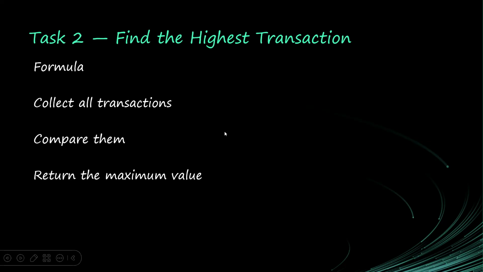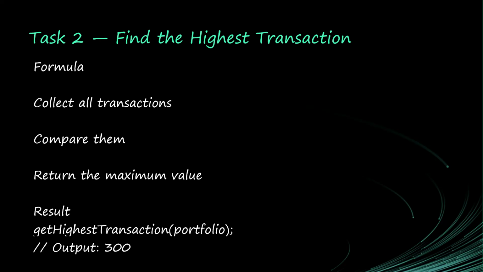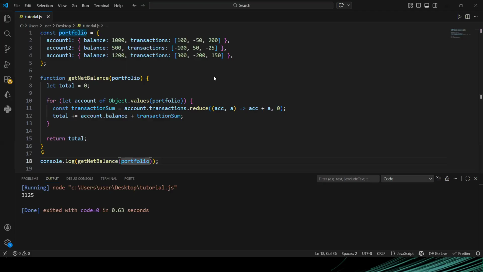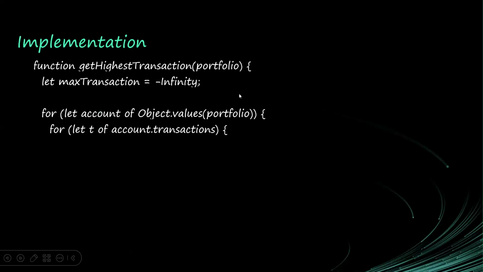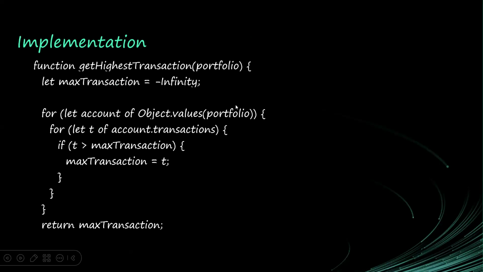Okay. So the result will be, when we call getHighestTransaction, it will give us 300. And if you take a look at the transactions, the highest transaction here is what? 300. You can see that's the highest transaction here, 300. Okay. So now let's get into implementation. Okay. So this is the code.